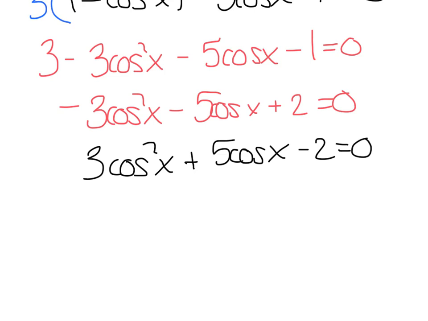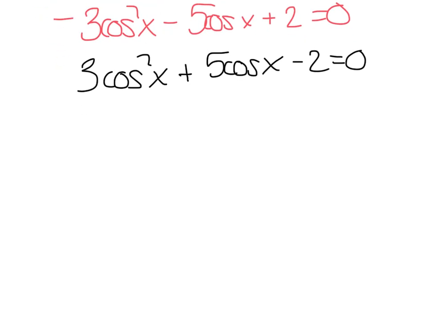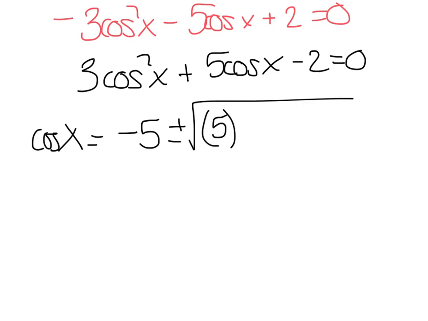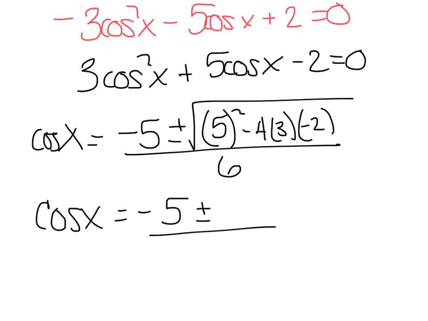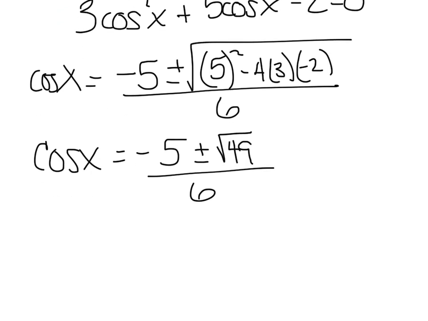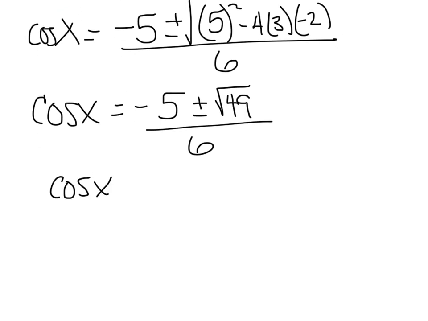Now, my gut tells me, since they told me to round to the nearest tenth, I'm not going to even try to factor. I'm just going to go quadratic formula. Just for fun here, and because I don't know if it factors. So I'm going to say cos x equals negative b, so negative 5 plus or minus the square root of b squared minus 4ac, divided by 2a, which is 6. Cos x equals negative 5 plus or minus, let's see, I get radical 49, which tells me this did actually factor nicely because that's a perfect square. So that's negative 5 plus or minus 7 all over 6.